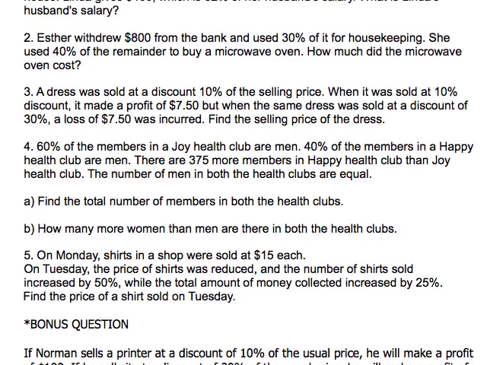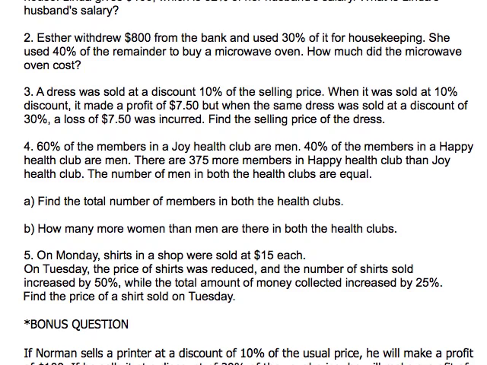60% of the members in a Joy Health Club are men. 40% of the members in a Happy Health Club are men. That's a different club. So one club 60%, the other club is 40%. There are 375 more members in a Happy Health Club than the Joy Health Club. The number of men in both the health clubs are equal. So A, find the total number of members in both the health clubs.